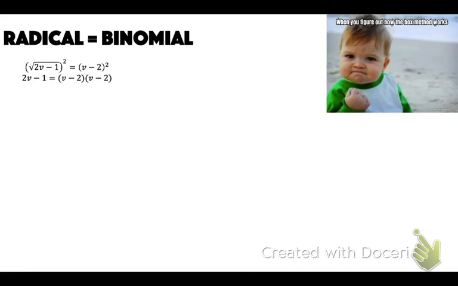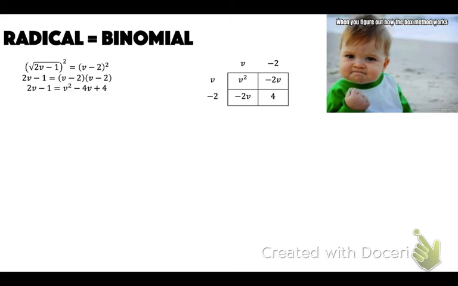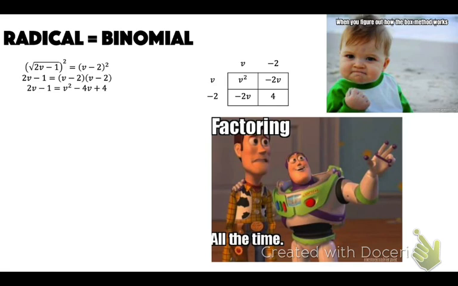So the left side becomes 2v minus 1. The right side, I'm just going to use the box here. And you end up getting v squared minus 2v minus 2v plus 4, which is v squared minus 4v plus 4. Again, we have to solve by factoring.